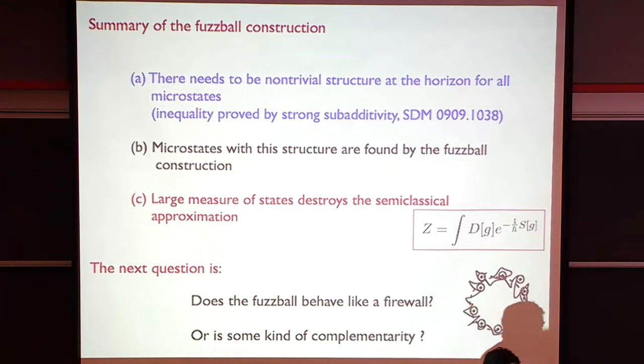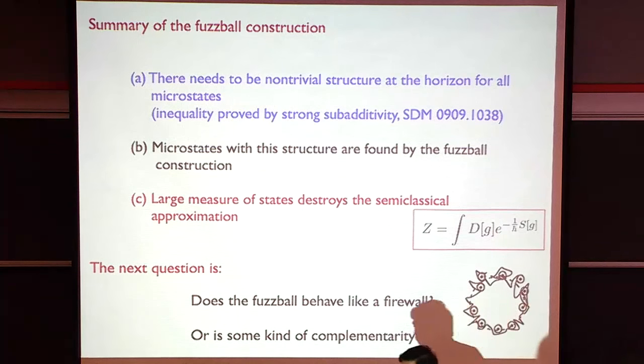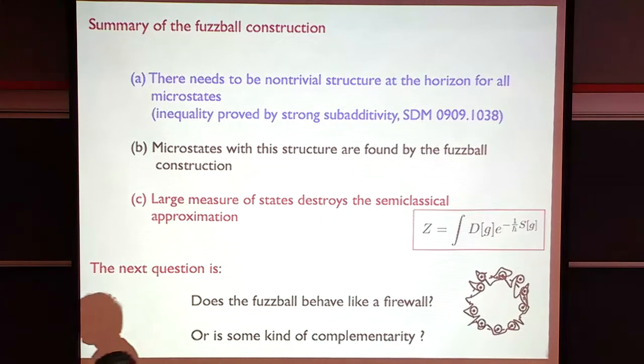So, you know, our conference is called fuzz or fire, and I think that's a bit of a misnomer. It's not like, am I a fuzzball, am I a firewall? You have to be a fuzzball to solve the information problem. Once you solve the information problem, you can say, okay, now I know I don't have an entanglement problem. Now that I have this structure, does it behave like a firewall and I burn, and that's possible? Or is there some kind of complementarity and I don't burn? So now comes the question. So you can ask, is the fuzzball like a firewall, or does the fuzzball have some kind of complementarity?